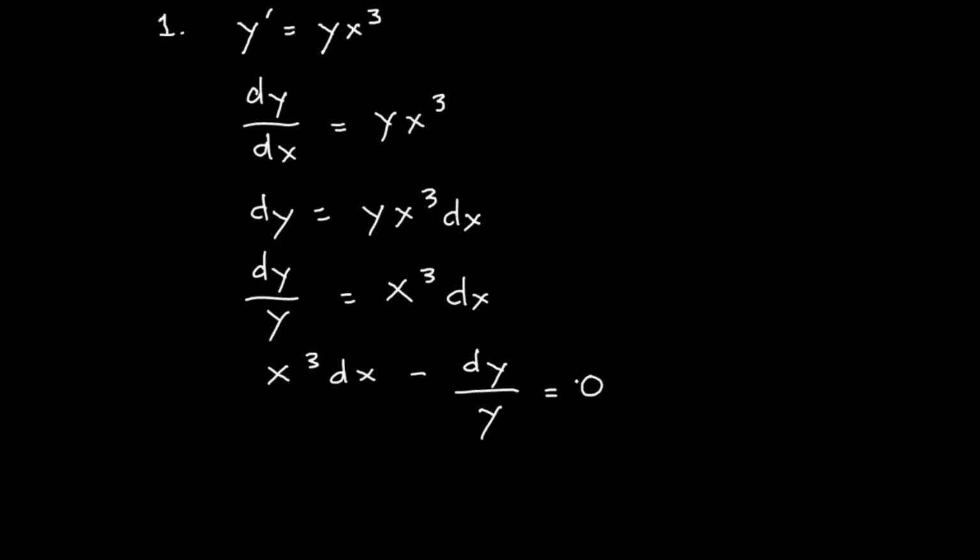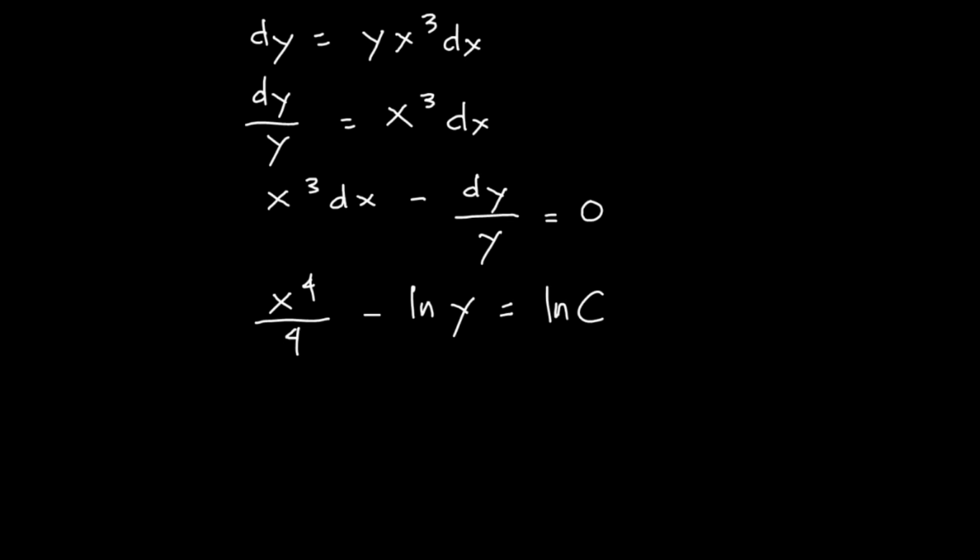Okay? And then, we can now integrate. So what is the integral of x cubed dx? So we have x to the fourth over 4 minus the integral of dy over y is ln of y. Then, constant. Since meron tayong ln, gawin na rin nating ln c, yung constant natin. Kasi same naman, constant pa rin lang siya.